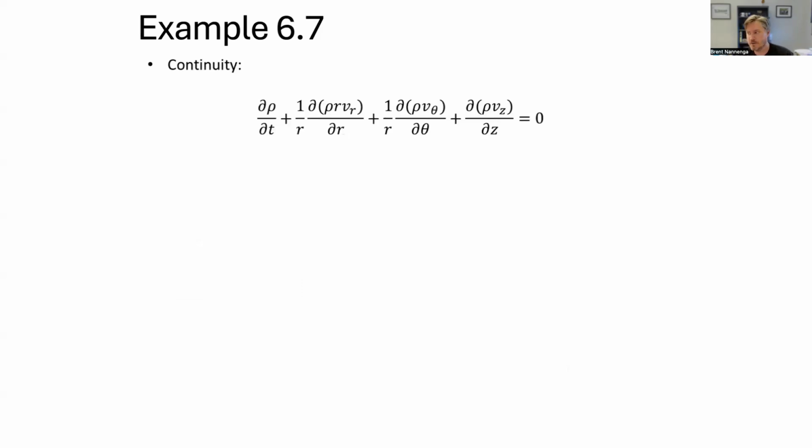So let's take a look at our continuity equation. Constant density, that's going to go away here. We said velocity in the radial direction is 0, velocity in the theta direction is 0, and so we're just really left with velocity in the z direction, which allows us to simplify to this: dV_z/dz equals 0. Very similar to our last example.